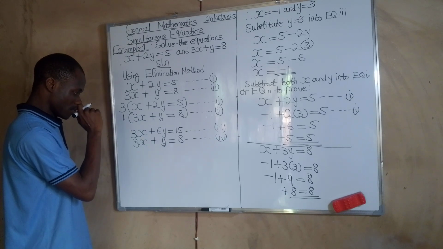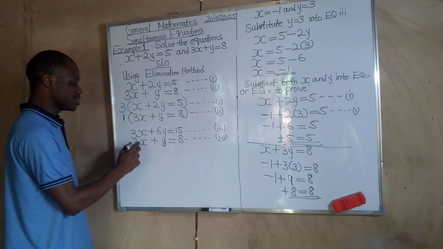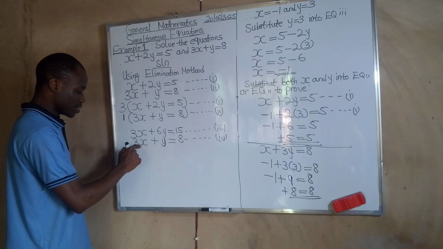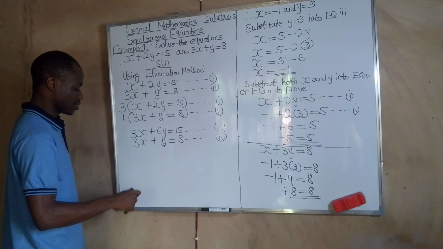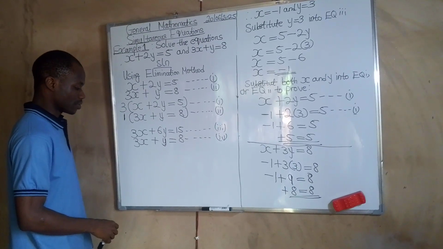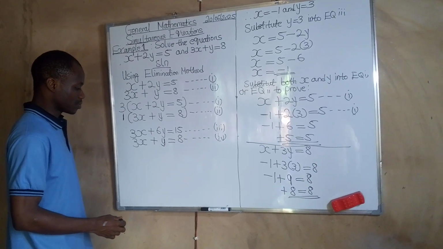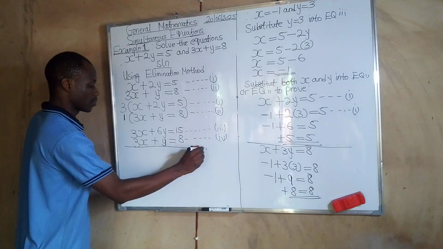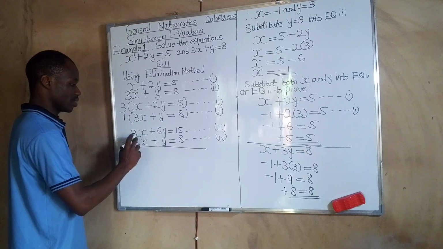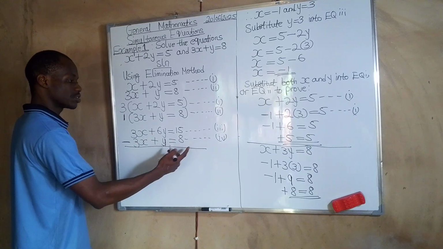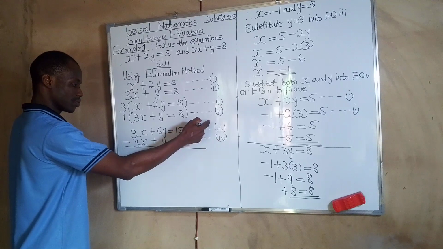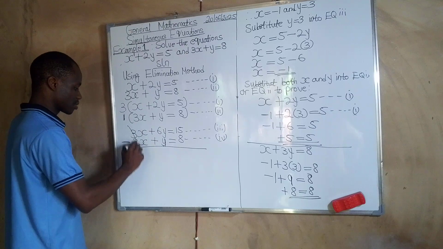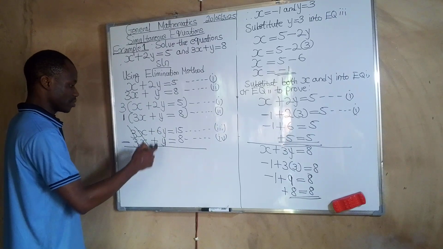So now what we'll do, to cancel out, is either you add or you subtract. So for us to terminate this 3x, 3x, we'll have to subtract. For subtracting, this is what we'll do. We'll say 3x minus 3x, as we subtract equation 4 from equation 3. So 3x minus 3x, both of them are gone. Then this is plus 6y.